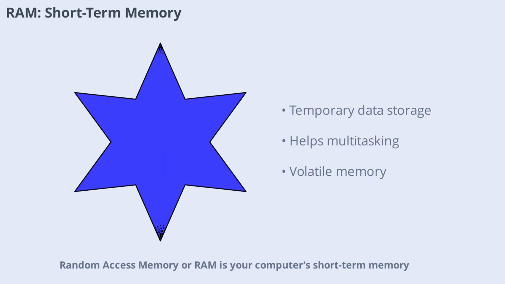Random Access Memory, or RAM, is your computer's short-term memory. It temporarily stores data and instructions that the CPU needs while working. The more RAM your computer has, the more programs it can run at once without slowing down. RAM is fast but volatile, meaning it loses all stored information when the computer is turned off. Next, let's talk about long-term storage options.